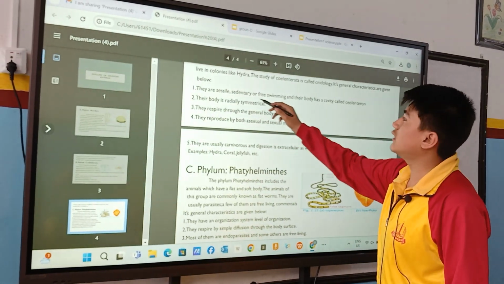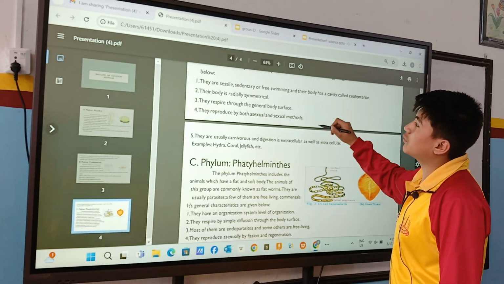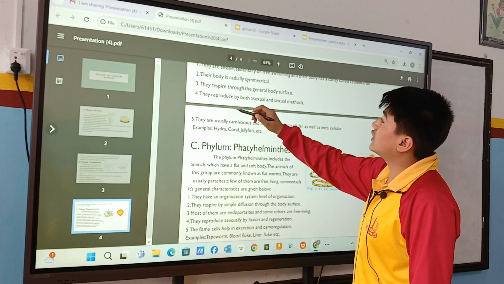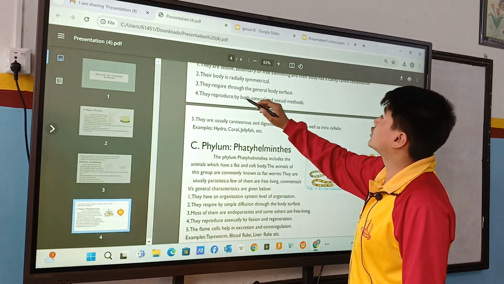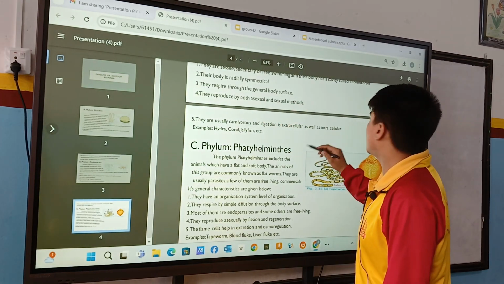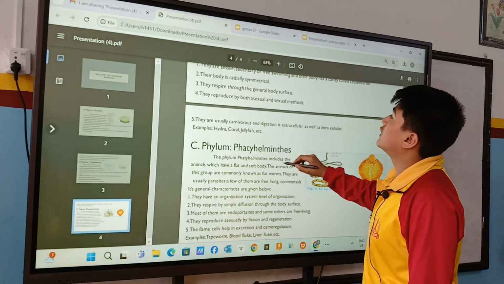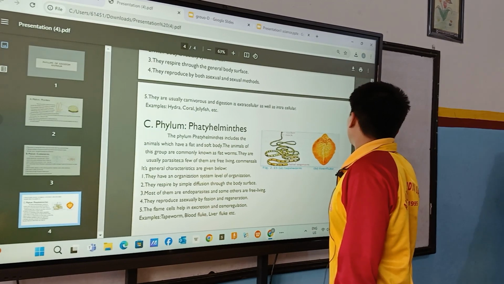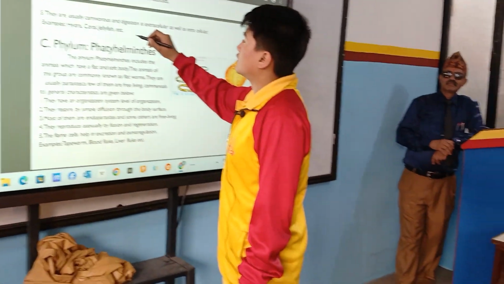They are sessile, their body is radially symmetrical, they respire through the general body surface, and they reproduce by both asexual and sexual methods.